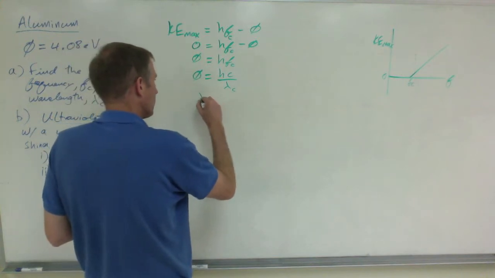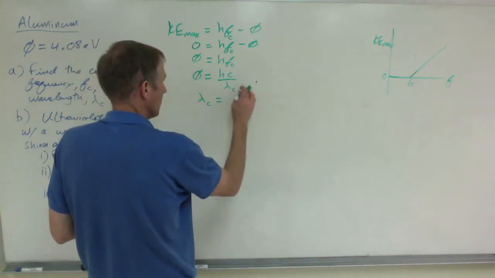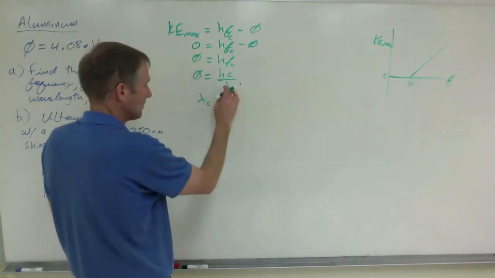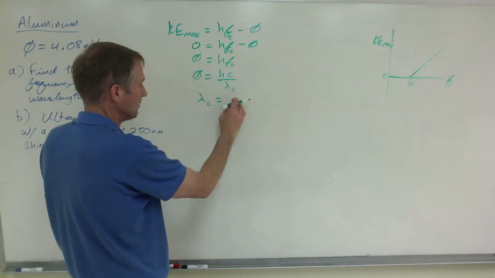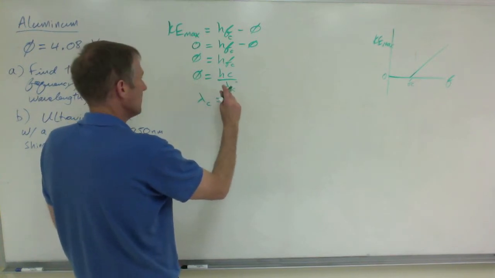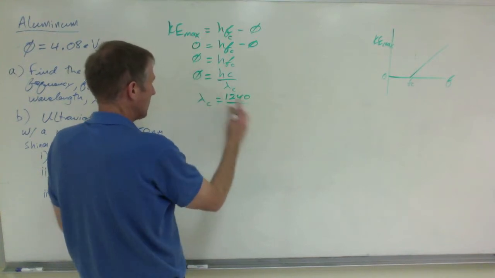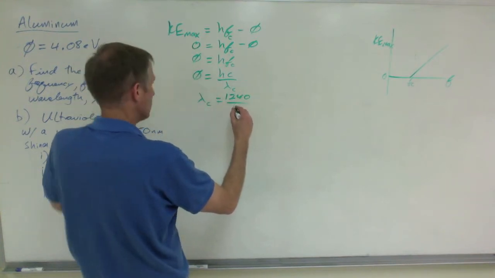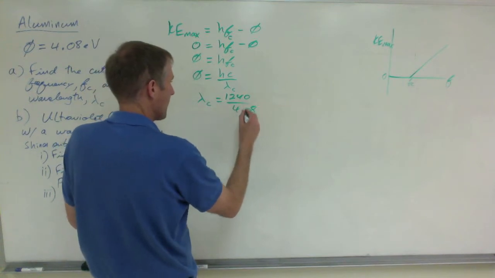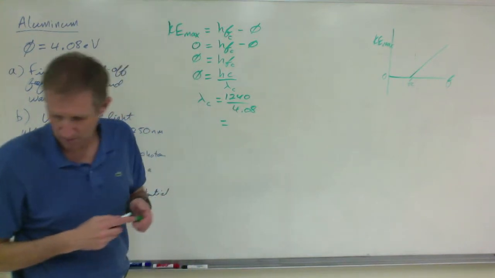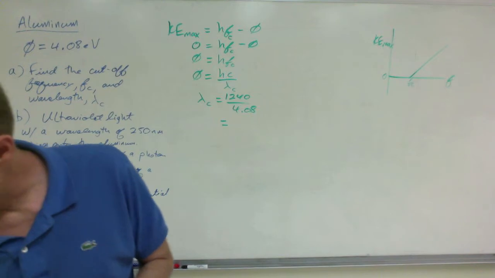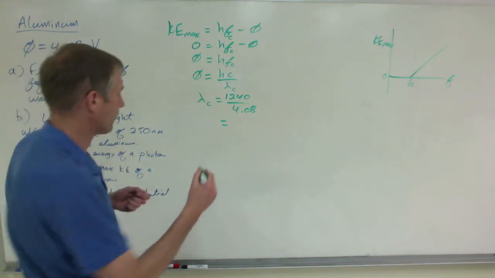So let's solve for the cutoff wavelength, lambda_c. Multiply both sides by lambda_c. This is 1240, divided by the work function, which is that 4.08. That comes out to be 304 nanometers.